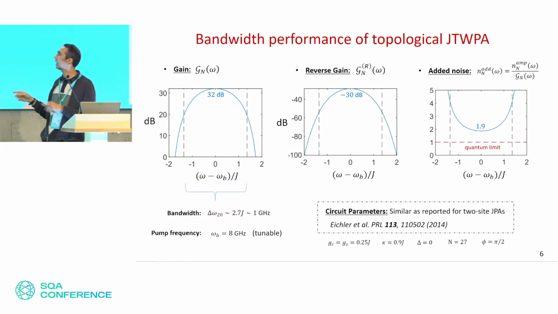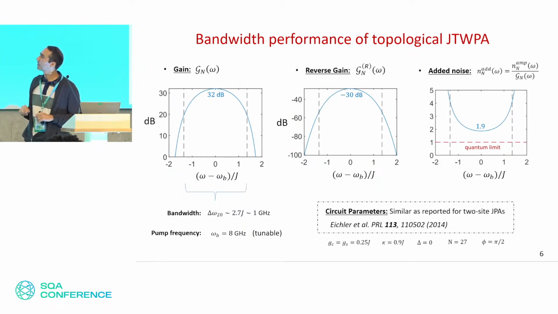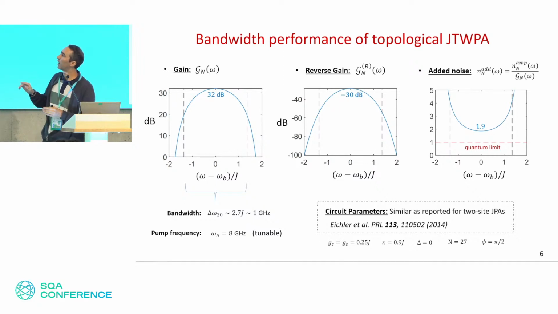And I take parameters that are similar to this paper by Eichler et al. at the group of Andreas Wallraff in 2014, to be sure that I take realistic parameters in the calculation. And we can see in the gain plot that we already get 1 gigahertz bandwidth above 20 dB of amplification, with a maximum of 32 dB for these parameters.